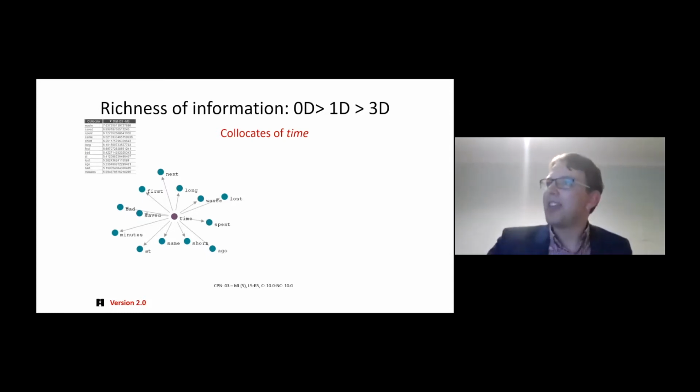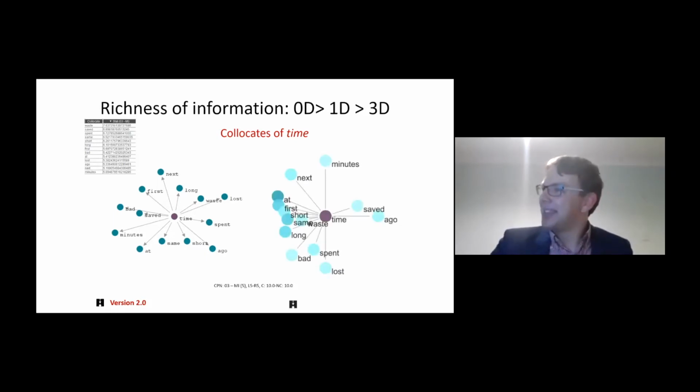As I said, we've developed in our thinking, so we went one step further. And in the next version of the tool, we displayed not one, but three dimensions in this graph. We still have the strength of collocation, the MI score in this case, shown by the length of the link between the node word in the middle and the collocate, but we also have the frequency of the collocation itself, which is displayed by the intensity of the color of the collocate. So for instance, at, as a grammatical word, is much more frequent in combination with time than the words lost or spent or bad. So again, you can see that immediately.